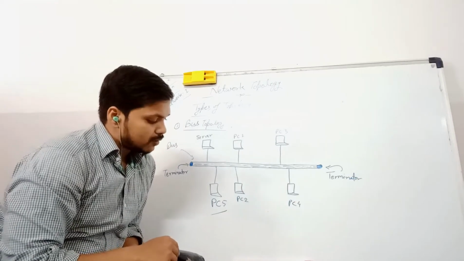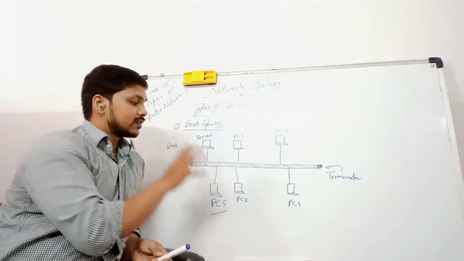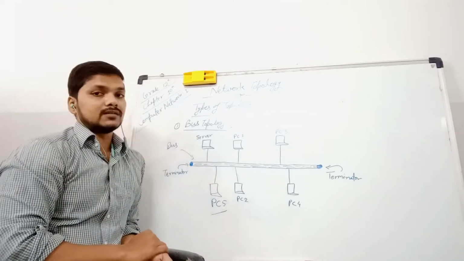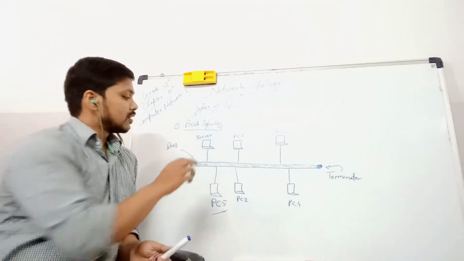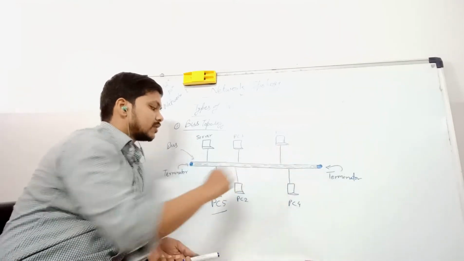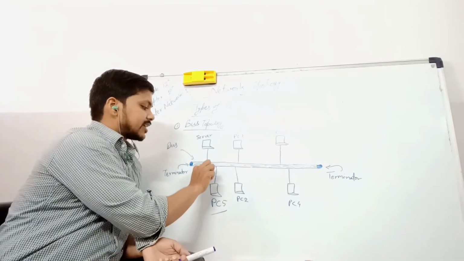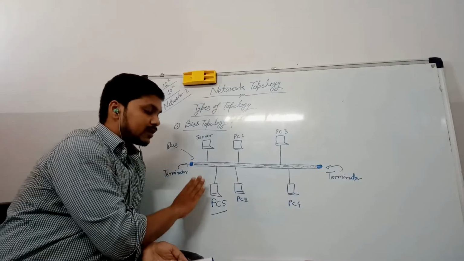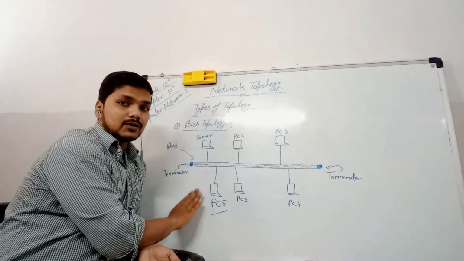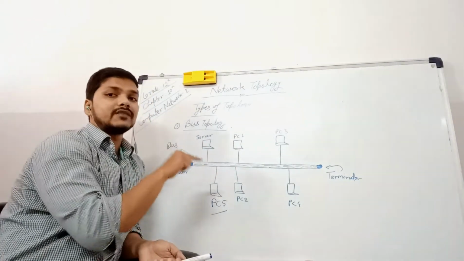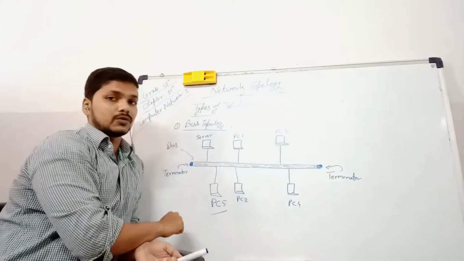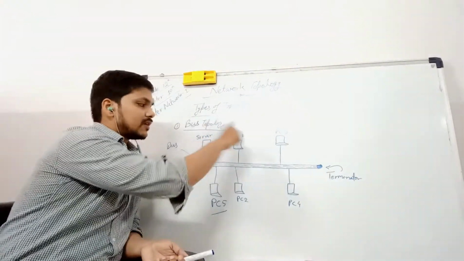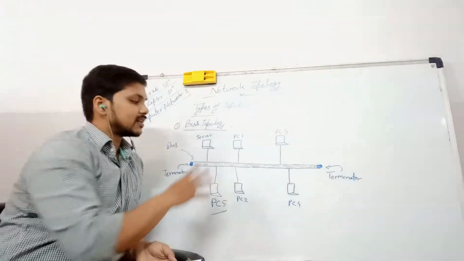And if we talk about cabling, less cable will be required. Why? Because only one cable is running, and we can connect according to the requirement of our need. This is not too expensive compared to the star topology that we discussed just before. Okay, so this type of arrangement is known as bus topology, and these are the advantages.